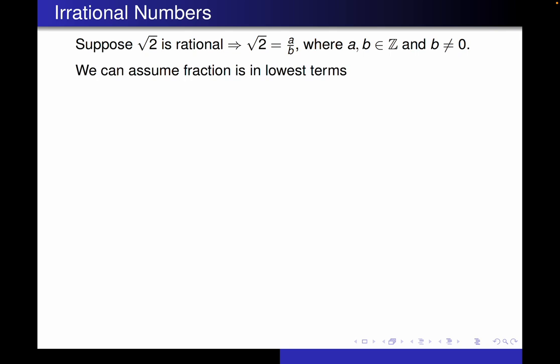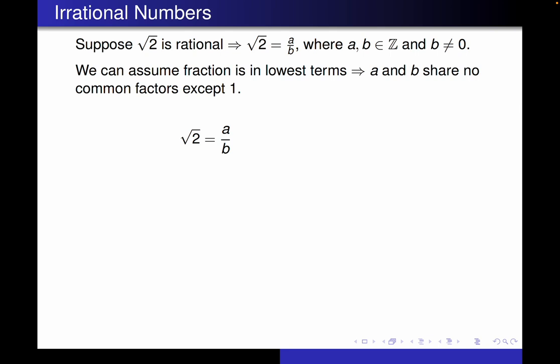And we can assume the fraction is in lowest terms. That's perfectly legitimate. And it turns out that's going to be helpful in figuring out our contradiction. And what I mean by lowest terms is that a and b don't share any common factors except for 1, or if you like negative numbers, negative 1 as well, but no others. So we have square root of 2 equals a over b.